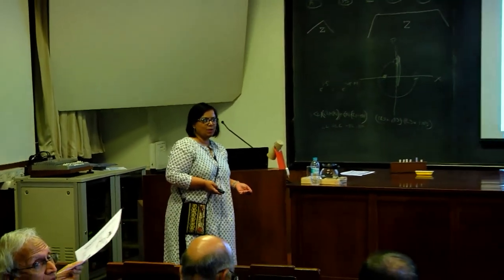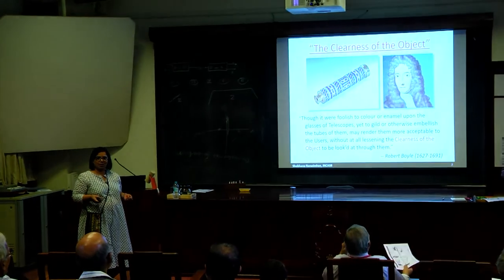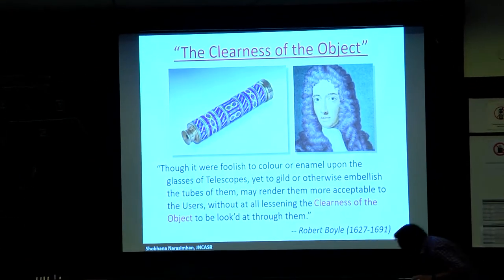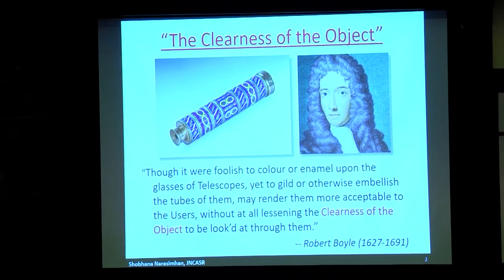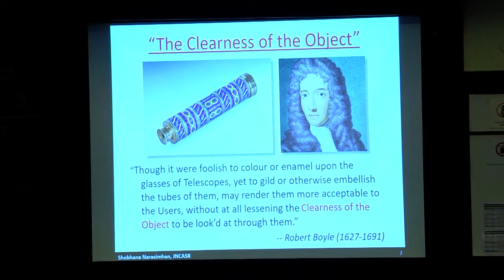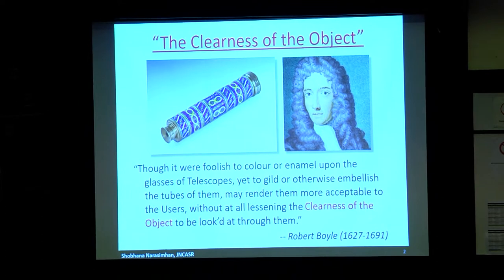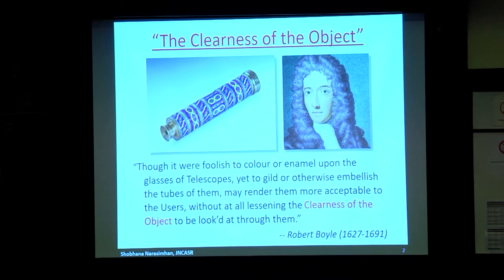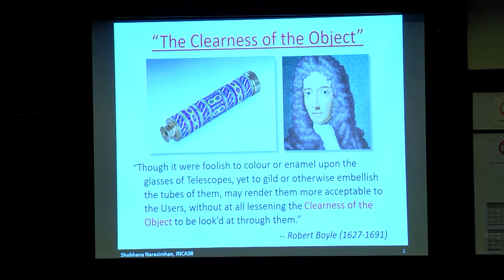So let me first explain where the title of this talk comes from. Already in the 17th century, Robert Boyle, the Boyle of Boyle's Law, talked about how scientific writing should be. He wrote, though it were foolish to color or enamel upon the glasses of telescopes, yet to gild or otherwise embellish the tubes of them may render them more acceptable to the users without at all lessening the clearness of the object to be looked at through them. So he said, obviously, the important thing is that the object should be clear. You should not obscure the clearness of the object, but you might somehow make the experience more beautiful. And this, I think, is the fundamental premise of scientific writing. It should be clear, but you can try to do it nicely.